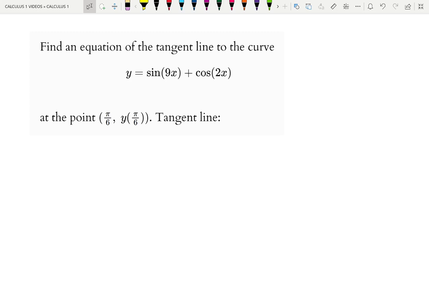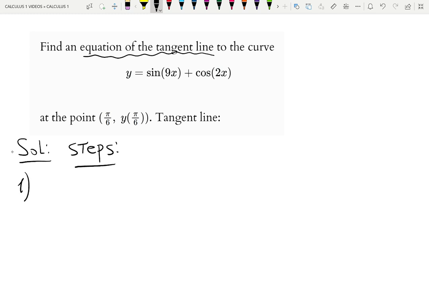Let's practice finding the equation of a tangent line to the curve y equals sine of 9x plus cosine of 2x at a given point pi over 6. Solution. I like to explain how to find the equation of a tangent line through steps. You don't have to follow them. I just like the convenience of remembering some patterns, especially when you're stressed out during the exam.